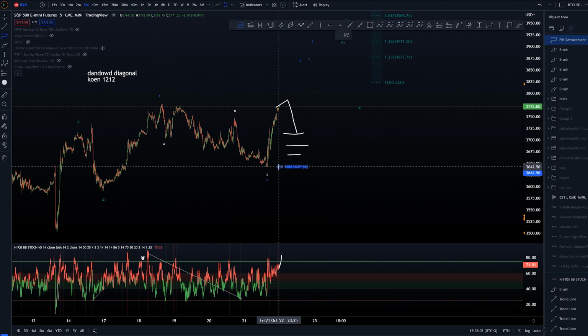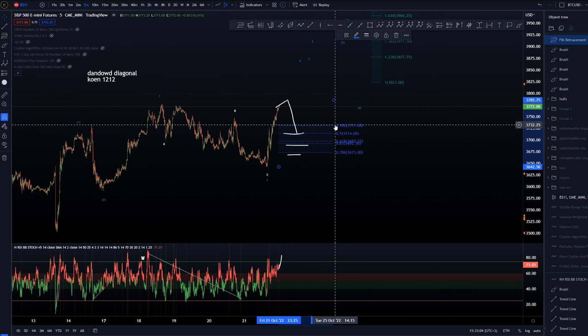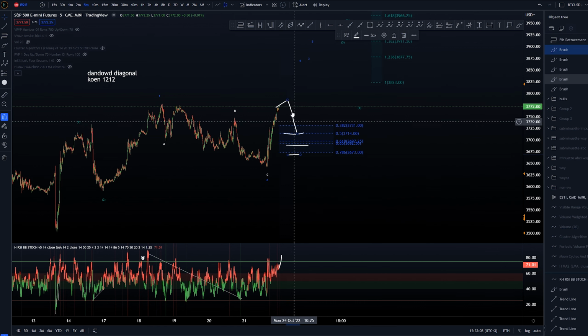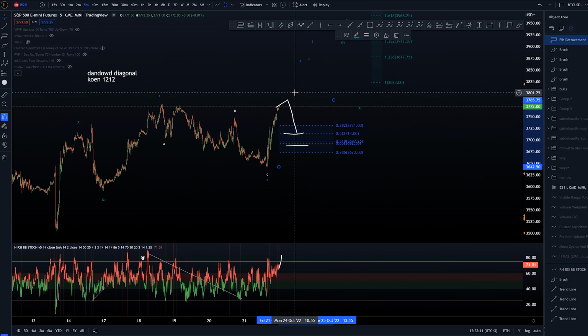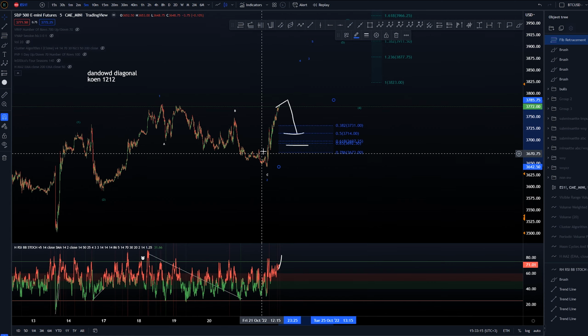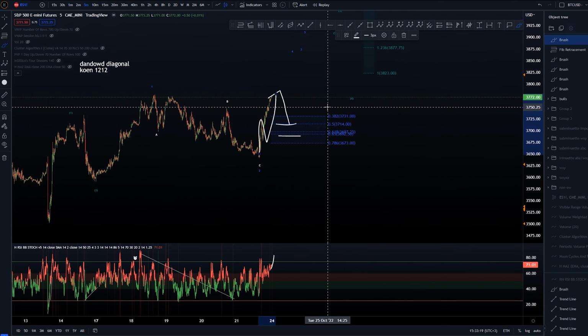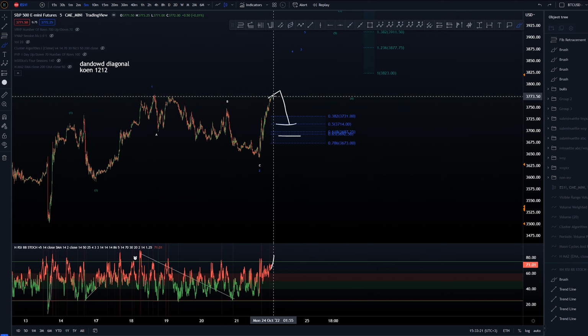So again, if we are just looking at this, 38.2% and the golden pocket. Of course, that is going to be depending on how high this whole structure is going to go. We don't know that yet. Is it possible that this indeed was some kind of connector wave like this? Of course, it is possible.